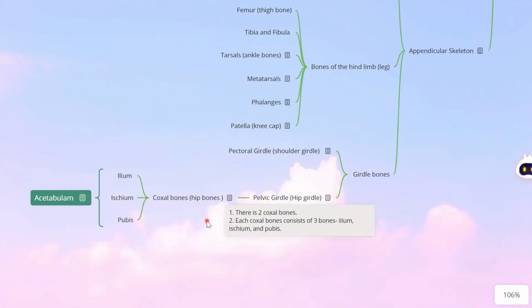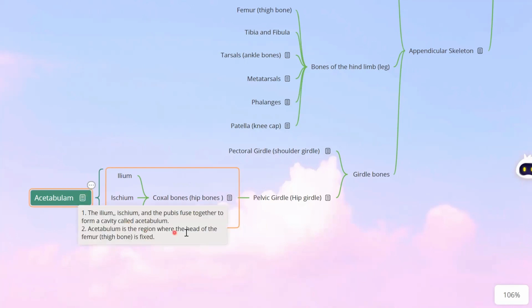The pelvic girdle has coxal bones, that is hip bones, which are two bones, and each coxal bone consists of three bones, that is ilium, ischium, and pubis. And this ilium, ischium, and pubis fuse together to form a cavity called the acetabulum. And this acetabulum is a region where the head of the femur, that is the thigh bone, is fixed.